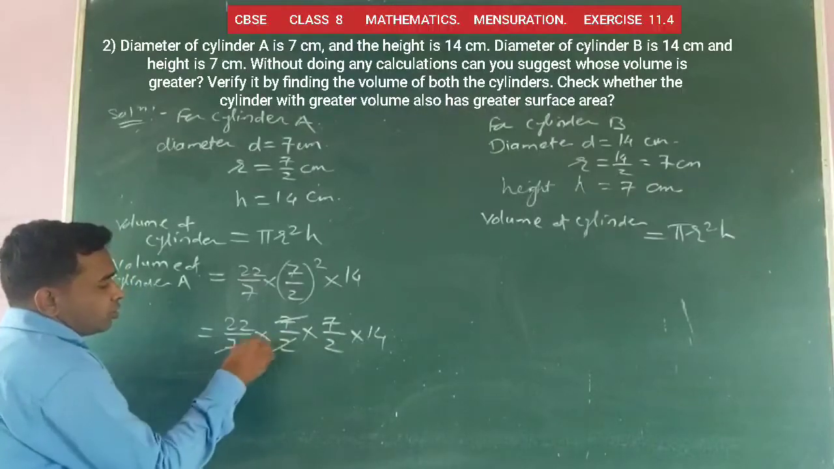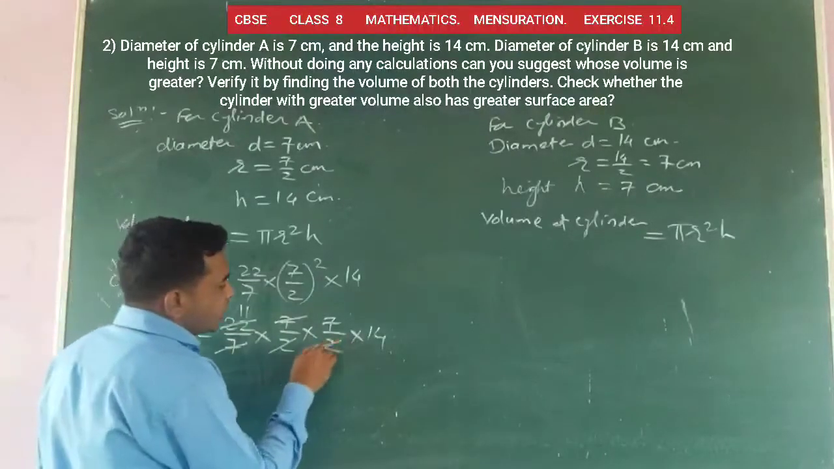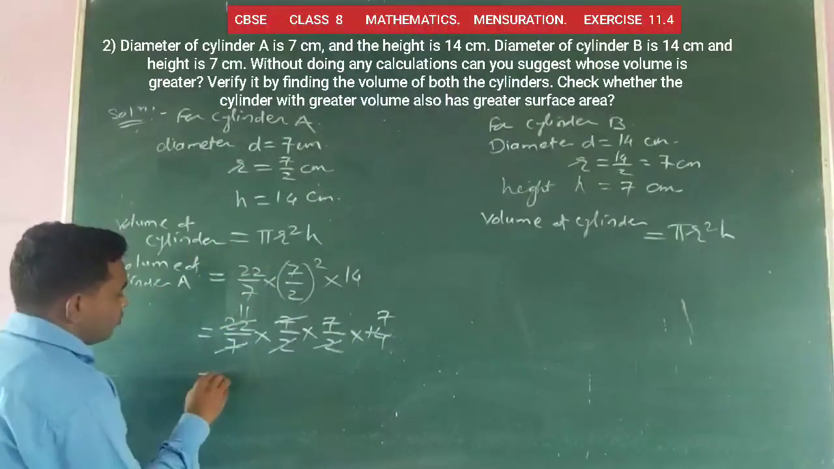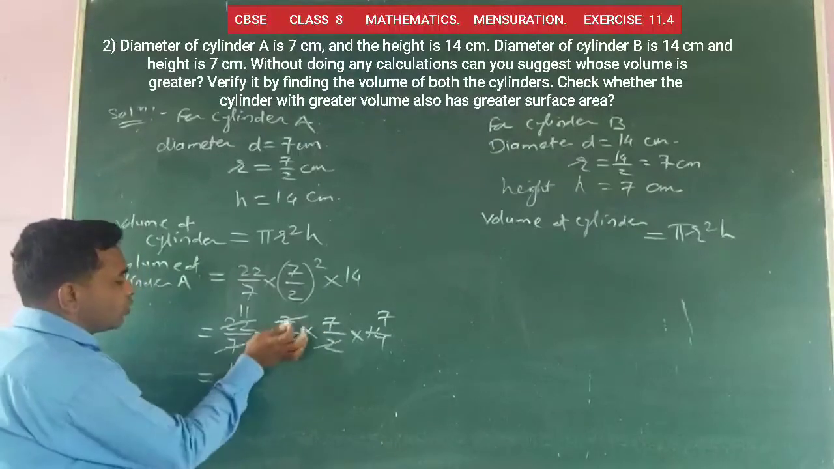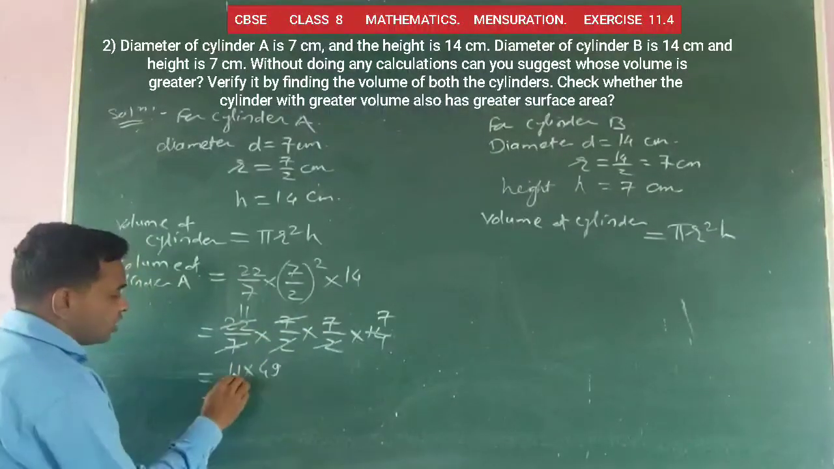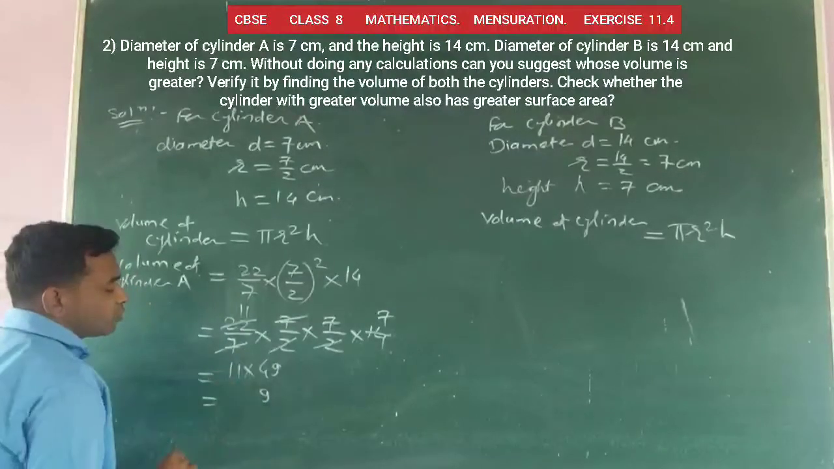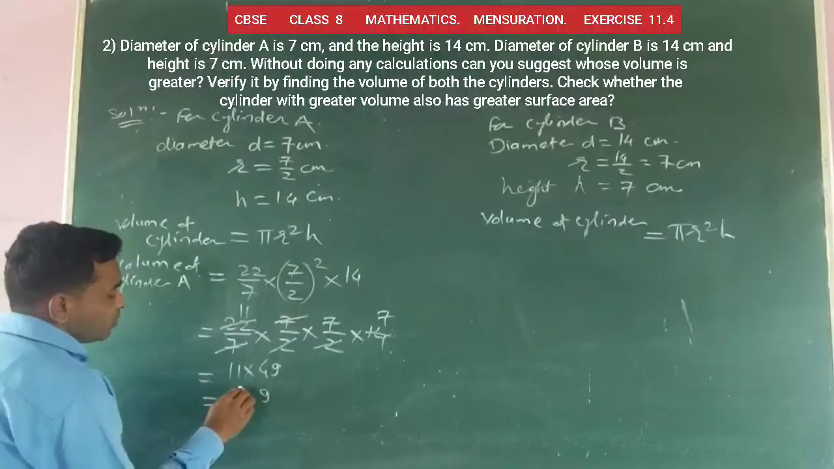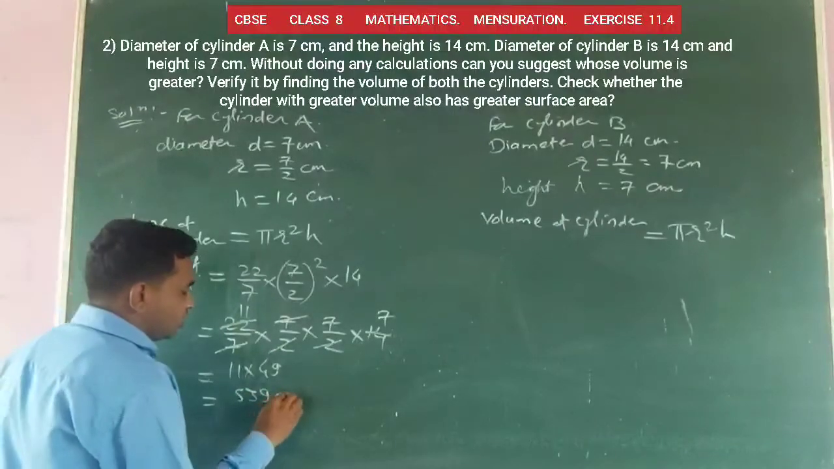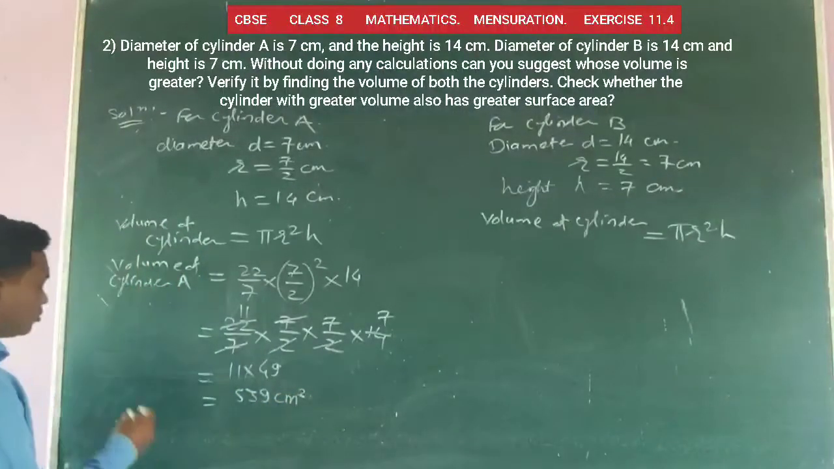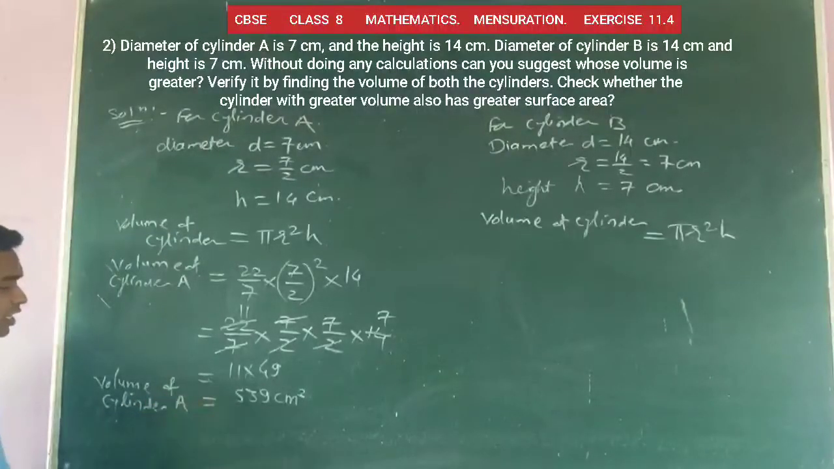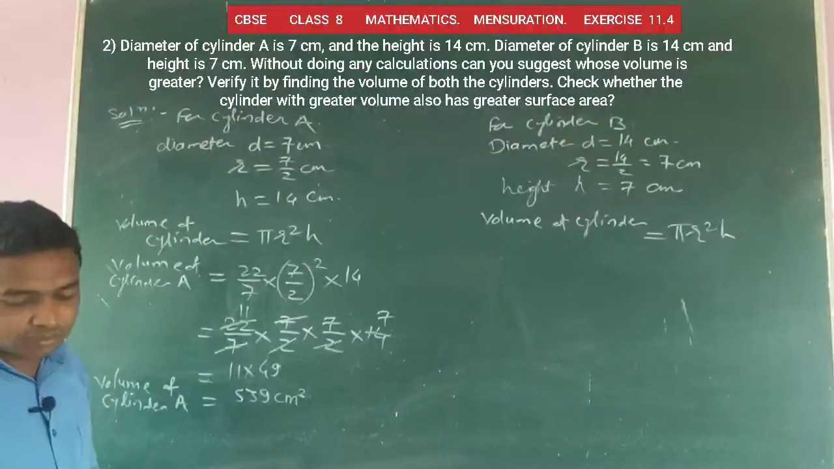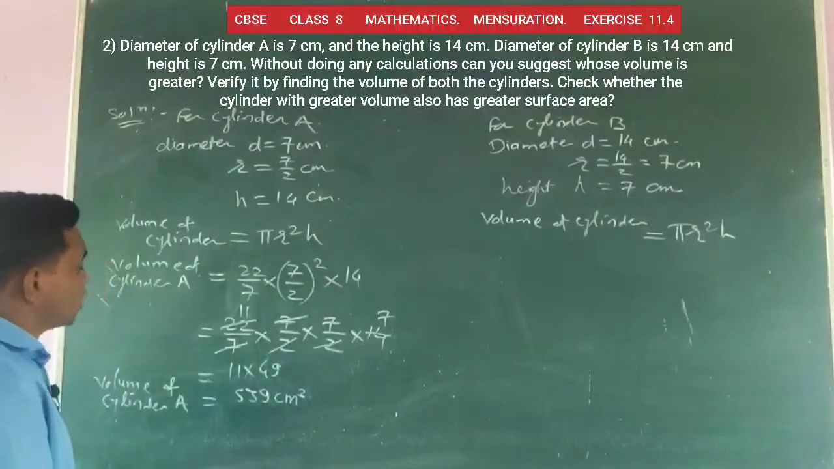So here 11 2s are, and here 7s are. What will be the remaining? 11 into 7 into 7, that is 7 into 7, 49. So here 11 9s are 99, carry 9, 11 4s are 44 plus 9 means 53. And here the unit is centimeter cube. So volume of cylinder A is equal to 539 centimeter square, sorry, centimeter cube.